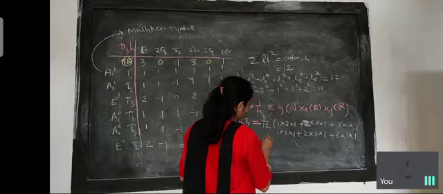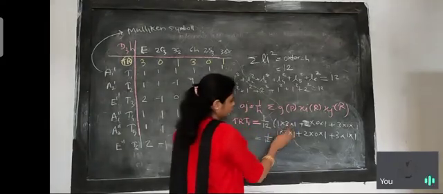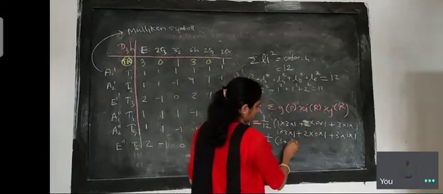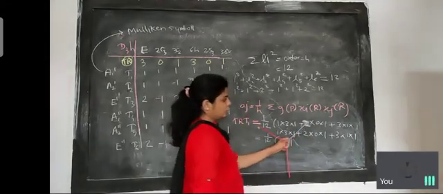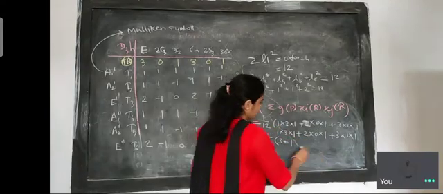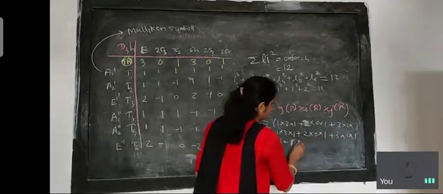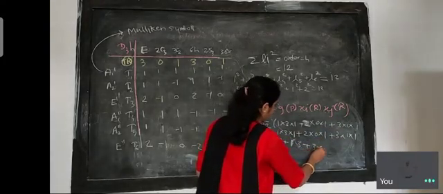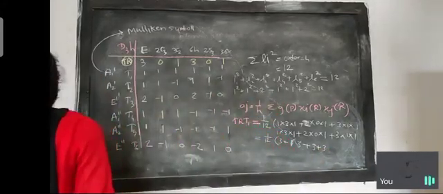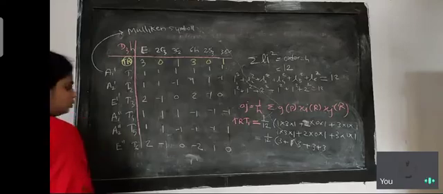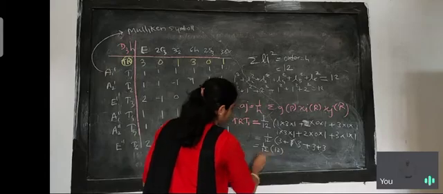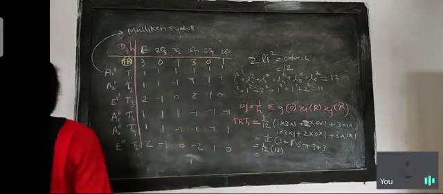So the value is 1 upon 12. See here 1 into 3 into 1 means what? 3 plus here 1. Okay. Here 2 into 0. Here 0. Then 0 into 1. So next is the 3 plus 3 plus 3 plus 3. How many is here? 3 plus 3 plus 3 plus 3. That means the 12. 1 upon 12 in bracket 12. So we get the value is here 1.